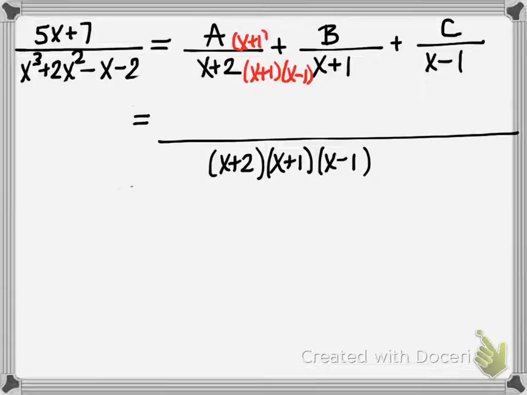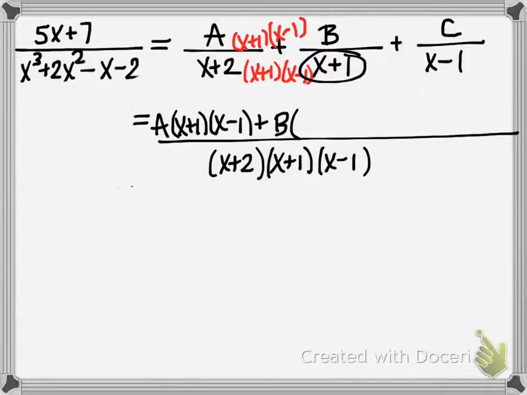So I will also be multiplying the numerator by x plus 1 times x minus 1. So in other words, we end up with A times the quantity x plus 1 times x minus 1. And then we're going to do the same for B. We look at the denominator of B. B has an x plus 1, so it needs an x plus 2 times x minus 1, so that it has the common denominator. And lastly, the last fraction, C, has an x minus 1, so it needs the x plus 2 times the x plus 1.